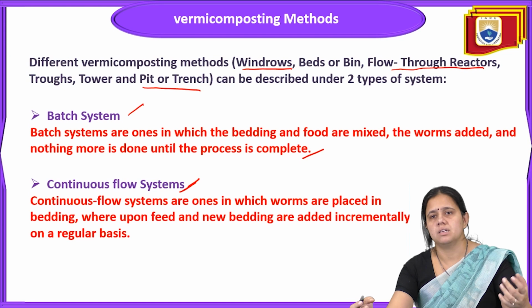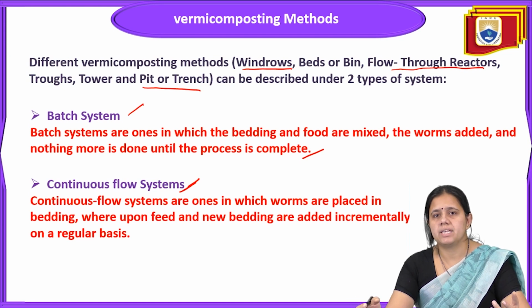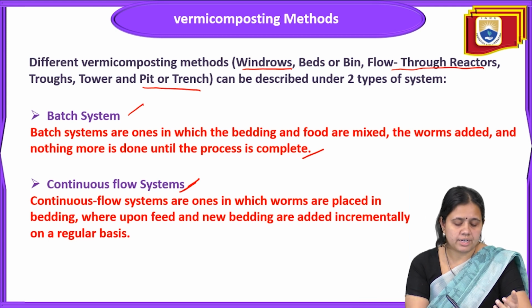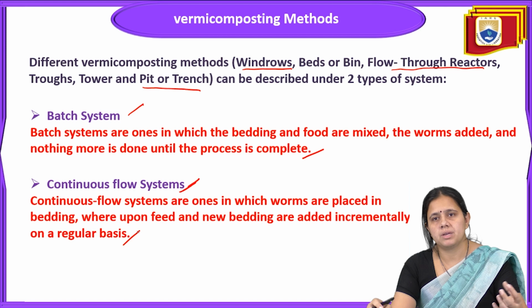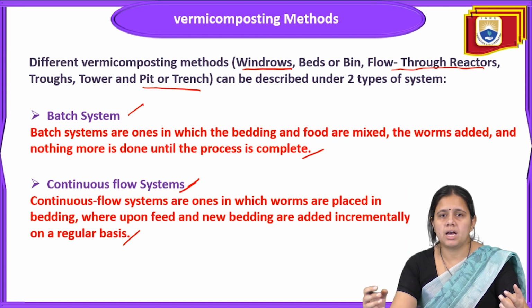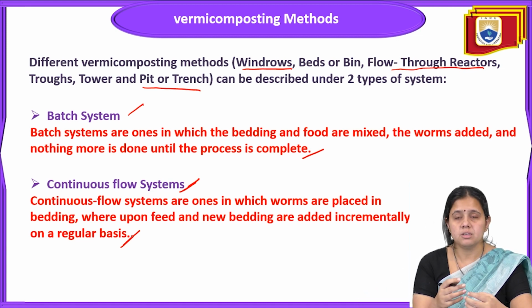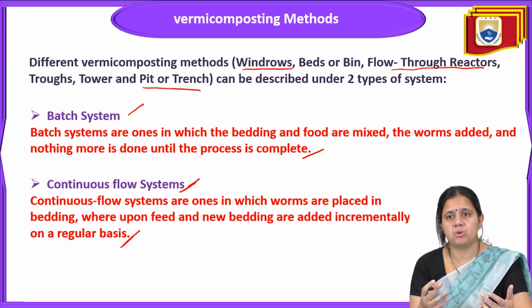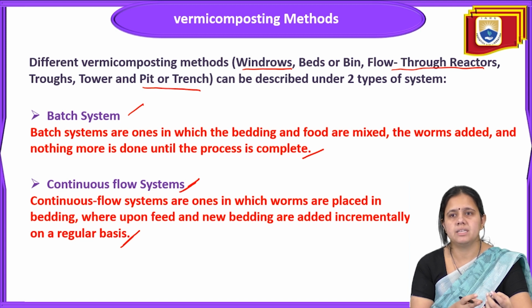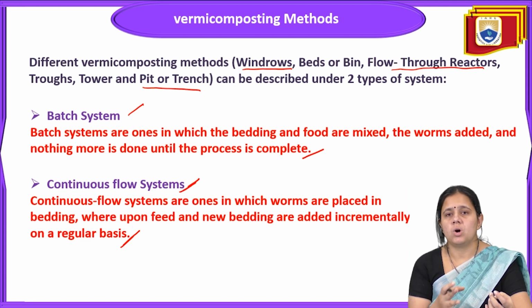Next is the continuous flow system. Continuous flow systems are those systems in which worms are placed in the bedding, whereupon feed and new beddings are added incrementally on a regular basis. Means continuous flow is provided while putting the worms at a place, and the feed and new beddings will be added incrementally on a regular basis.